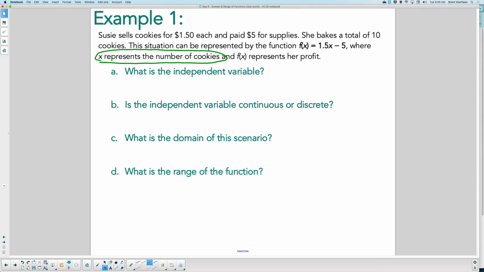F of x is your y. If you did not know, in math, we say y equals f of x. Y value is the f of x. So when it says f of x, that's the y's. F of x represents her profit. So underline that. Her profit depends on the number of cookies sold.